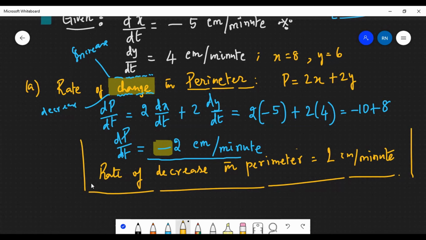So for the perimeter conclusion, we have completed subdivision A: the rate of decrease. And what made us conclude the word decrease? What gave us that conclusion? Because the answer became 8 minus 10, we got negative 2. So because the rate of change is negative, we understood that it is a rate of decrease and not an increase. Is that clear to everybody? Thank you.